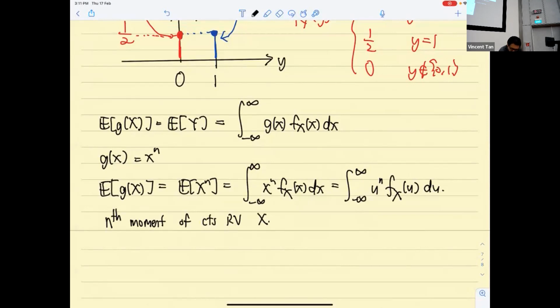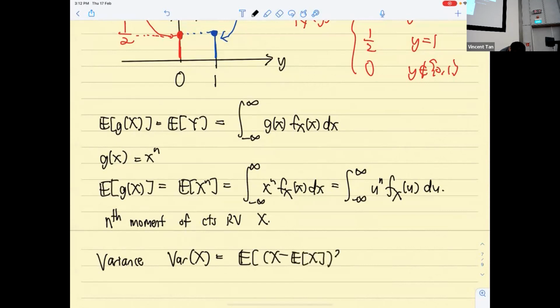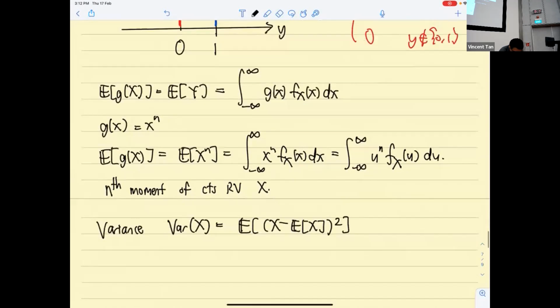Okay, now once you have the moments, then you can talk about the variance, just like what we talked about last time for discrete random variables. So the discussion here is kind of quick because we have already seen this sort of thing before. The variance of x has two different formulas. One is the following: expectation value of x minus the expectation value of x quantity squared. That is the standard formula.